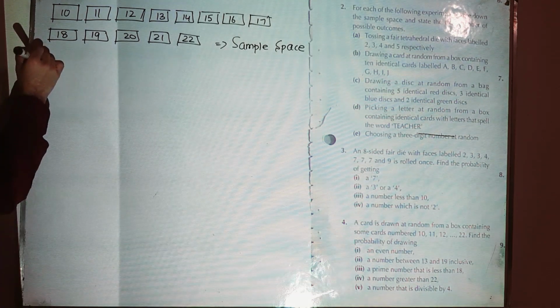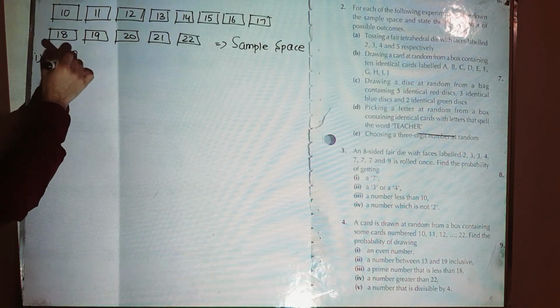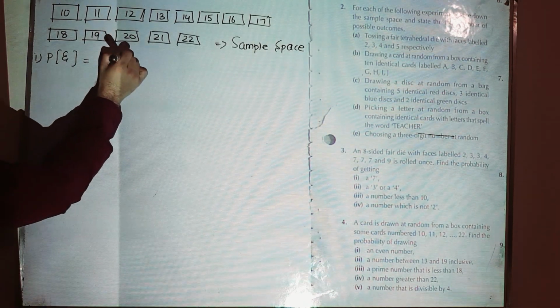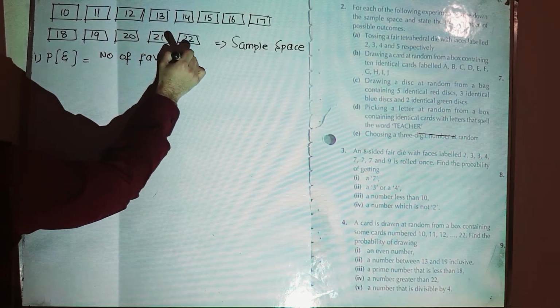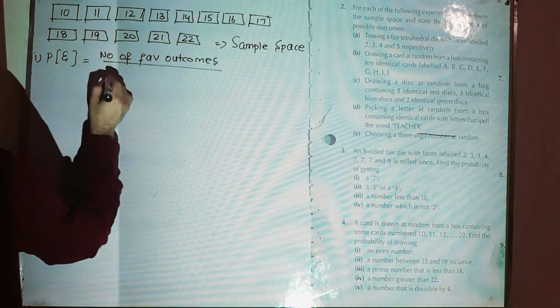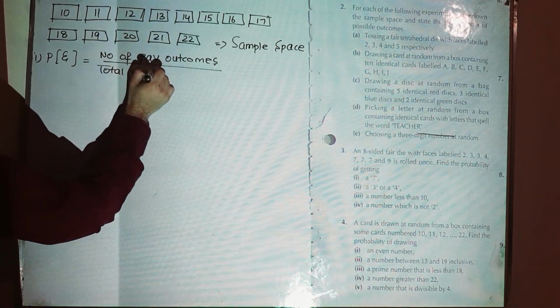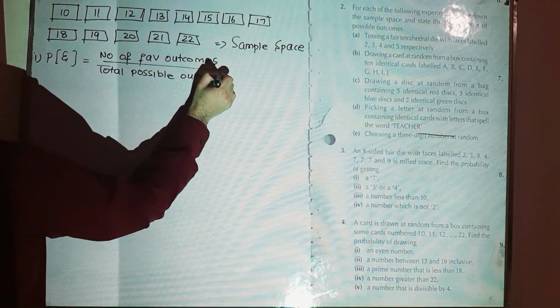Now I have to find the probability of having an even number, E for even number. Now probability is number of favorable outcomes divided by total number of possible outcomes.